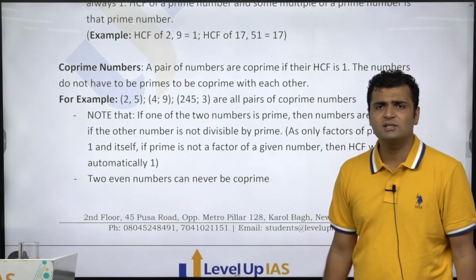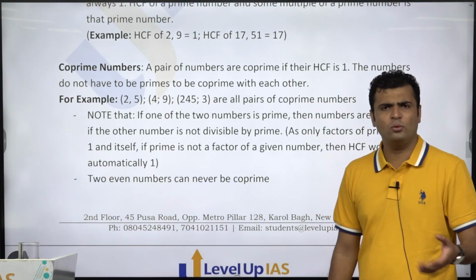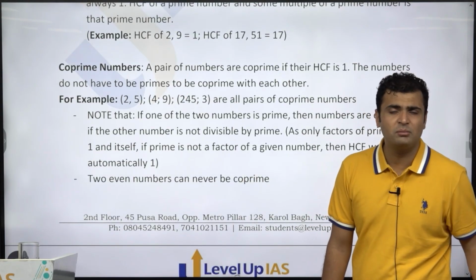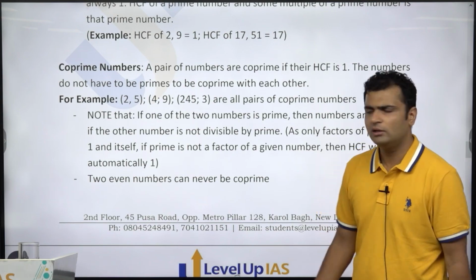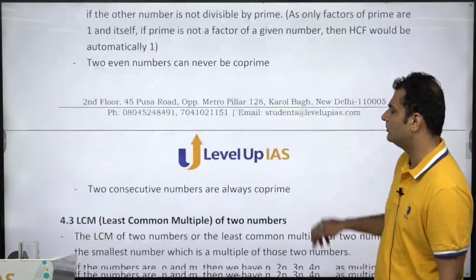Two even numbers can never be co-prime. Why? Because 2 will always be common factor of both of them. Even number का 2 तो factor होता ही है. That is why they will not be co-prime.